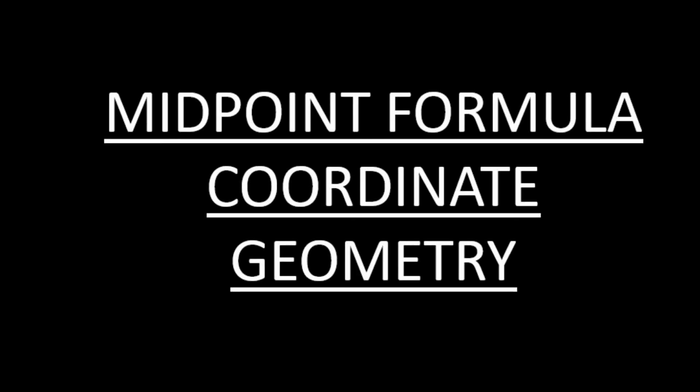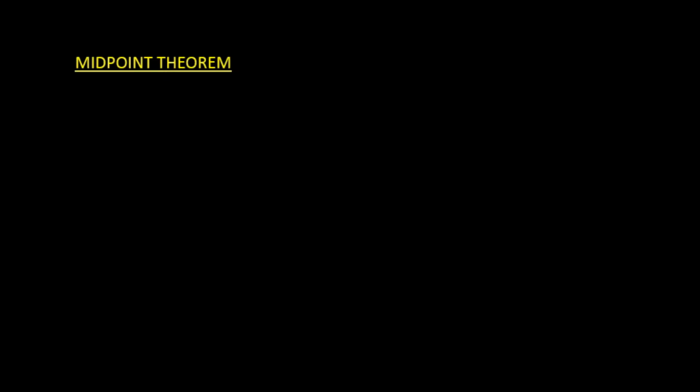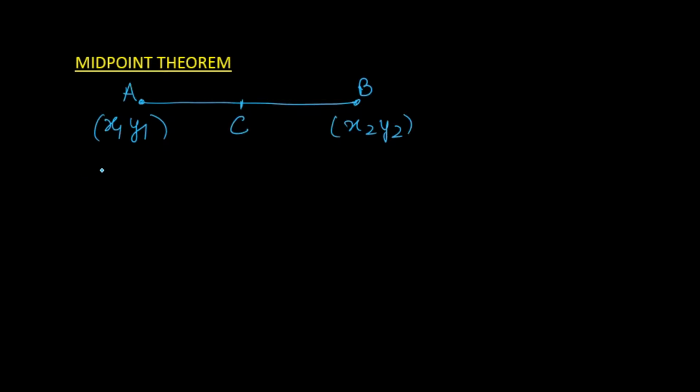In this video, we will derive the midpoint formula using the section formula. We have already learned the section formula in our previous video. The section formula says that if there is a line joining the 2 points x1, y1 and x2, y2, and there is a point which divides the line AB in some ratio, then by the section formula we can figure out the coordinates of point C.